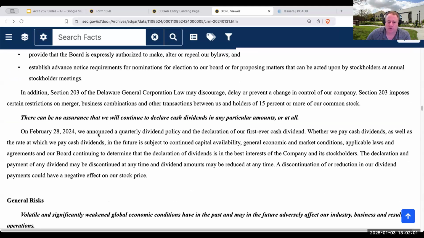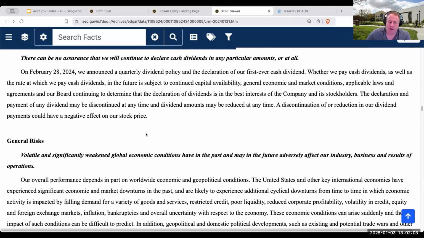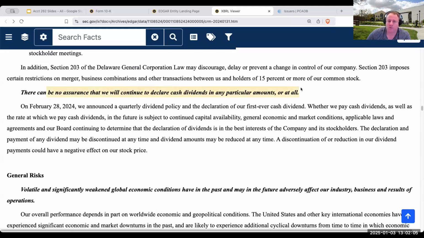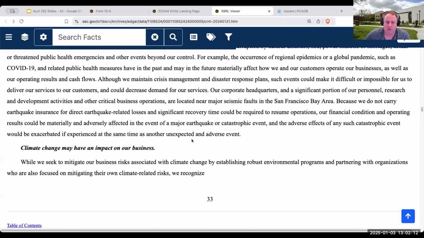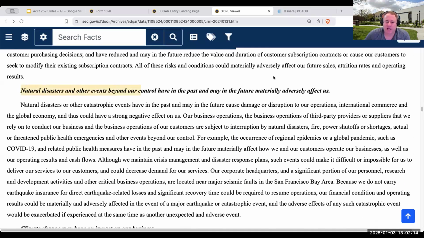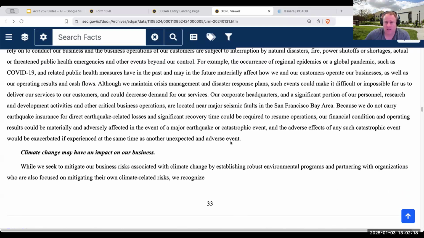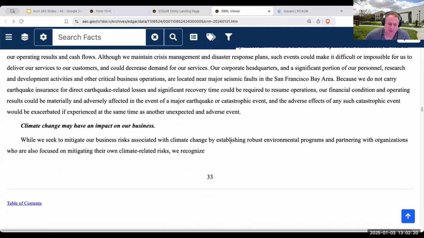There can be no assurance. Basically, we announced a quarterly dividend. There can be no assurance that we'll continue to declare cash dividends, right? So if all of a sudden the cash balances go down, they may not want to go through and do this. Natural disasters or other events beyond our control may materially adversely impact us or affect us.